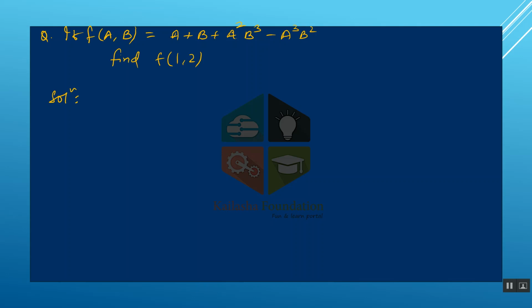f(a, b) is equal to this and this. So in place of a we put 1 and in place of b we put 2. So f(1, 2) will be equal to 1 plus 2 plus 1 square 2 cube minus 1 cube 2 square. That is 1 plus 2, that is 3, plus this is 8, minus 4. 11 minus 4, that is 7.